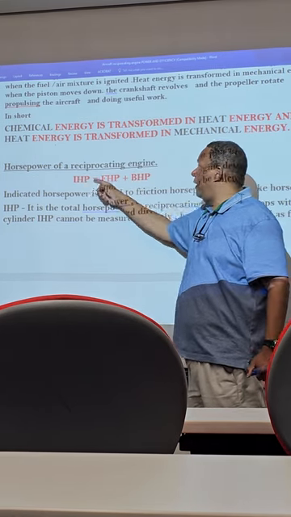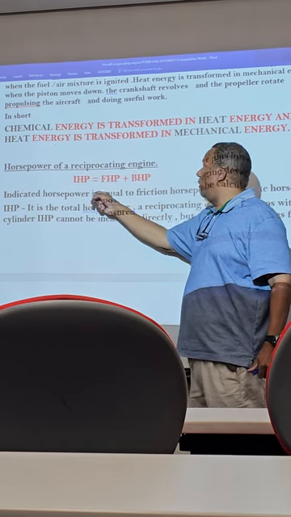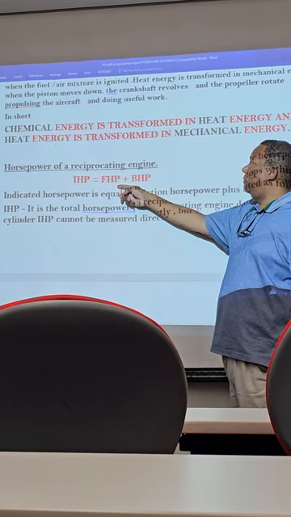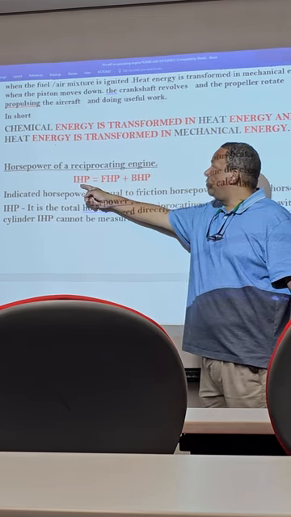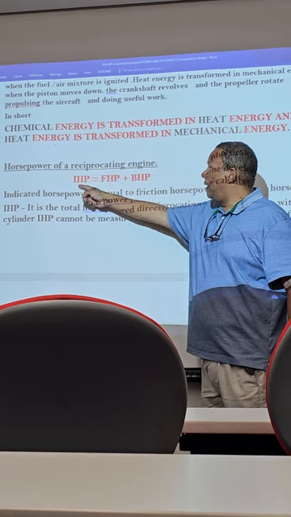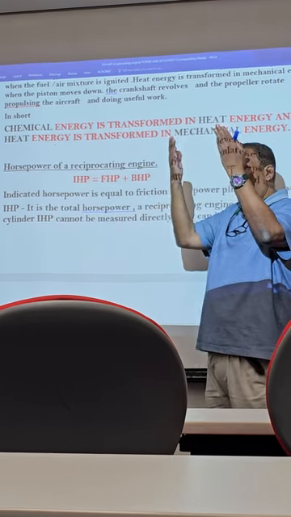I mean, the heat that is produced in the cylinder is all heat produced, and if the friction is low, the brake horsepower is almost near the indicated horsepower. That means that the thermal efficiency will be higher.